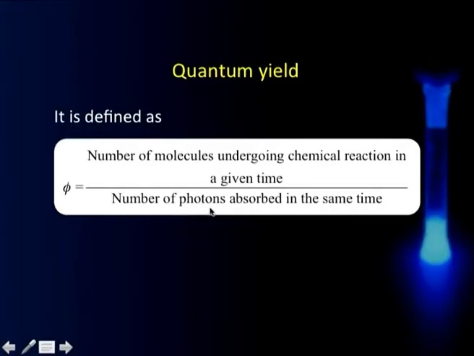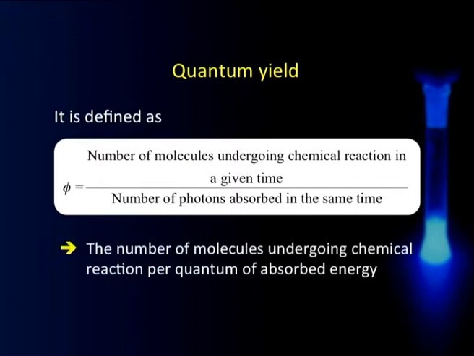So, you pass the light for a given amount of time, then see in that amount of time how many molecules have undergone the reaction there. And then of course, in the denominator we take the number of photons which are absorbed in the same time. This ratio of the molecules undergoing the reaction to the number of photons absorbed in the same time is called the quantum yield.